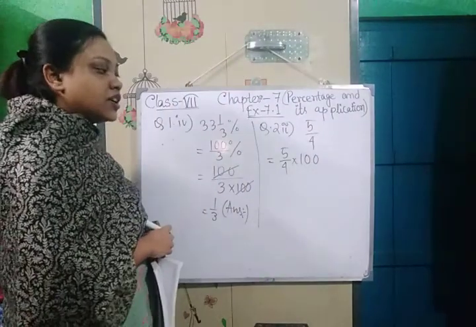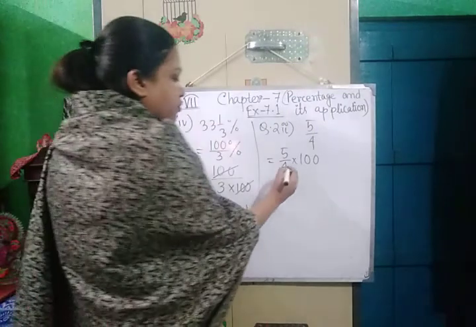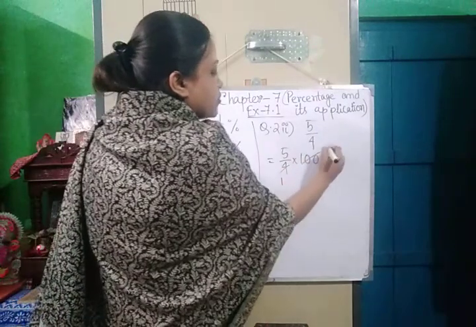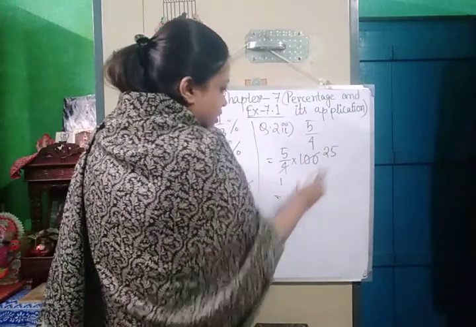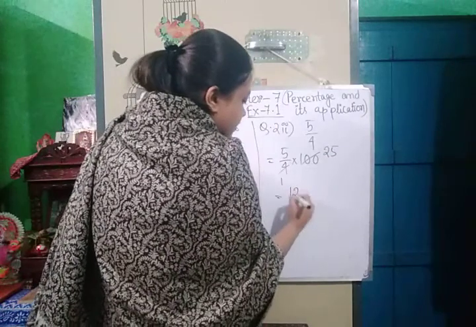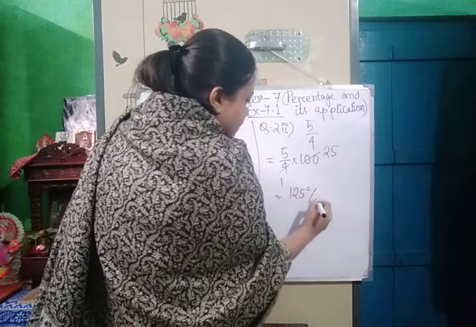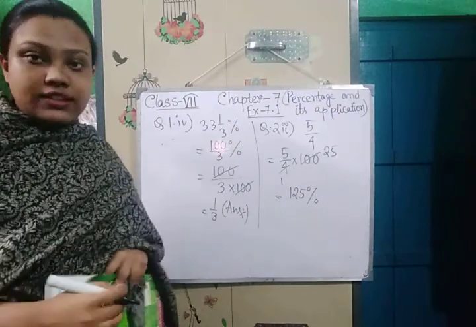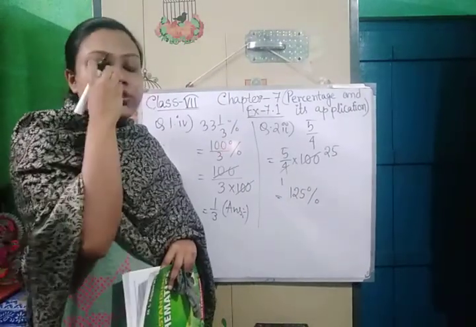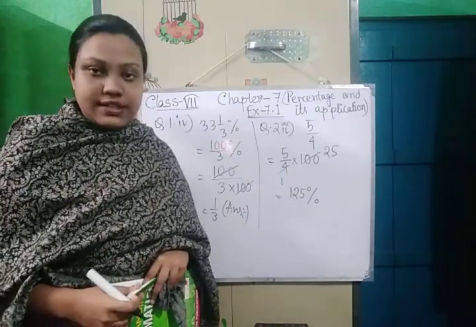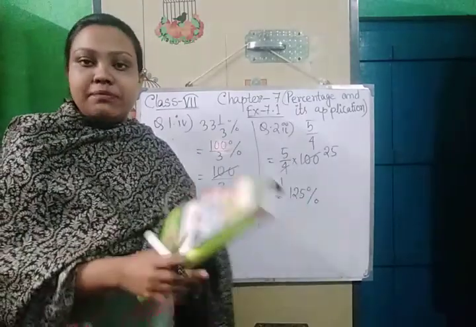So into 100, now we will do the cancellation. 4 ones are 4, 4 25s are 100. So now 25 into 5 is 125. At the end, we will write the percentage sign. So 5 by 4 equals 5 by 4 into 100%. That means 125%.